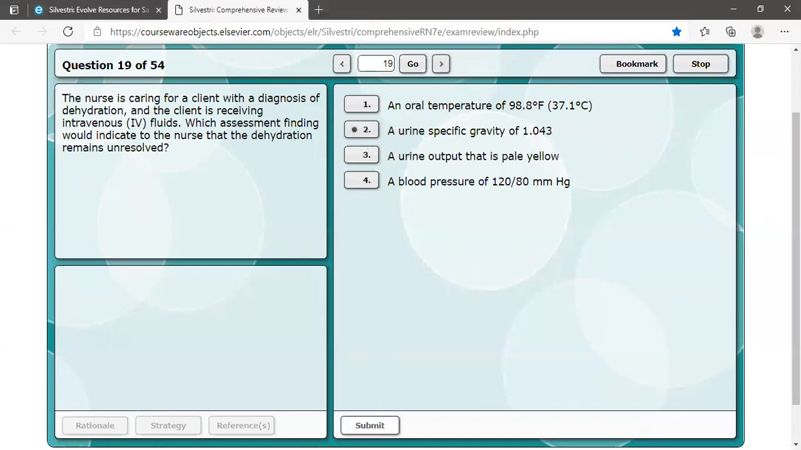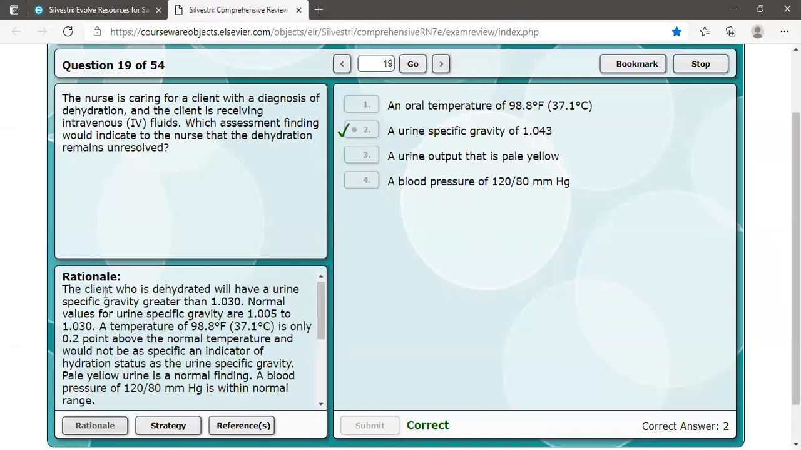So what is their explanation? The client who is dehydrated will have a urine specific gravity greater than 1.030, and the normal value for urine specific gravity is 1.005 to 1.030. The body temperature of 98.8 degrees Fahrenheit or 37.1 degrees Celsius is almost normal, and blood pressure 120/80 is also normal. So specific gravity is the indicator here, and it indicates the patient's dehydration remains unresolved.